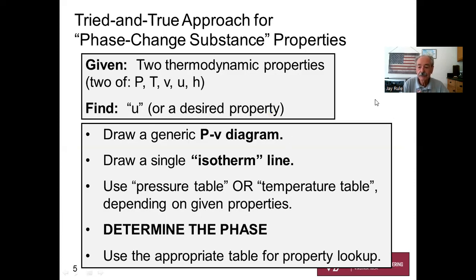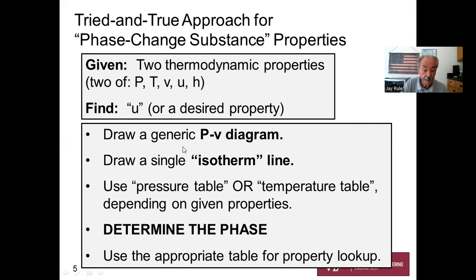Okay, so here's a tried and true recipe for getting properties of phase change substances. You're given two thermodynamic properties that have to be independent properties, two of pressure, temperature, specific volume, specific internal energy, enthalpy, and there can be a couple of others. And so, for example, in our problems, we're going to say, well, what is U? What is little u? What is the specific internal energy or any other desired property? We're going to focus on what's U for examples.